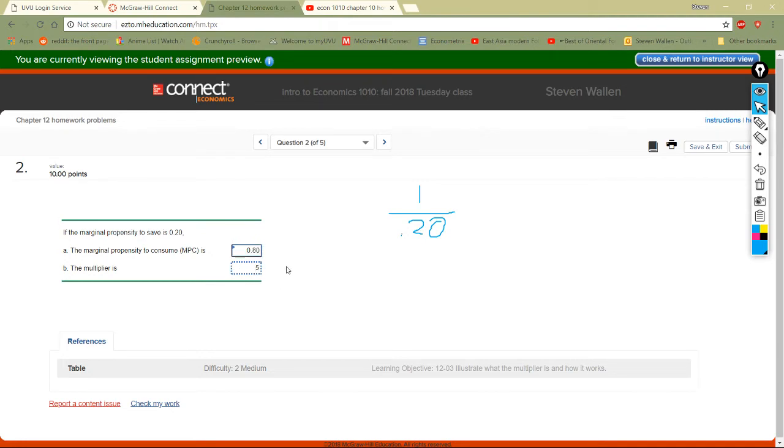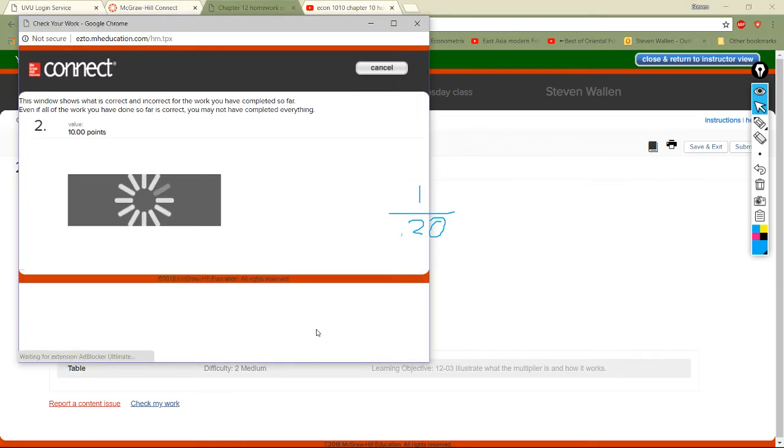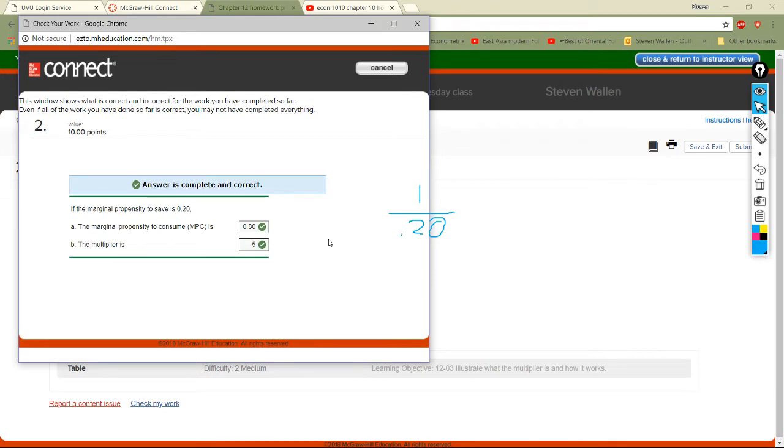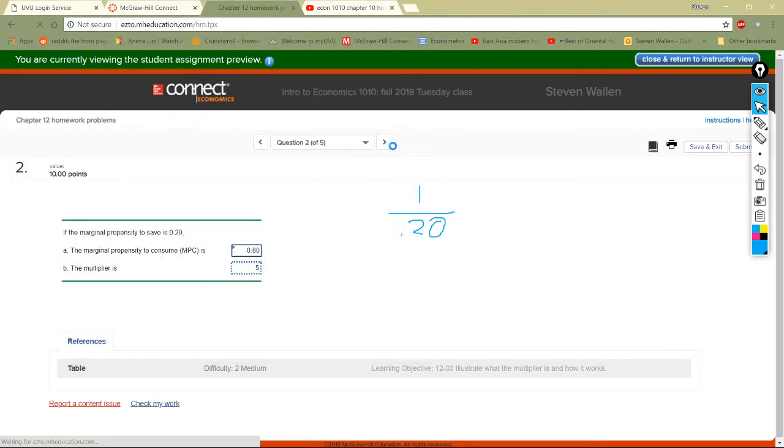That's going to be our multiplier. That's how much it's going to kick around into the cycle. I put $1 in. It's going to have an effect of $5. That's how much it's going to keep going around in the cycle. Check my work. All green. Good to go. Let's go to the next one.